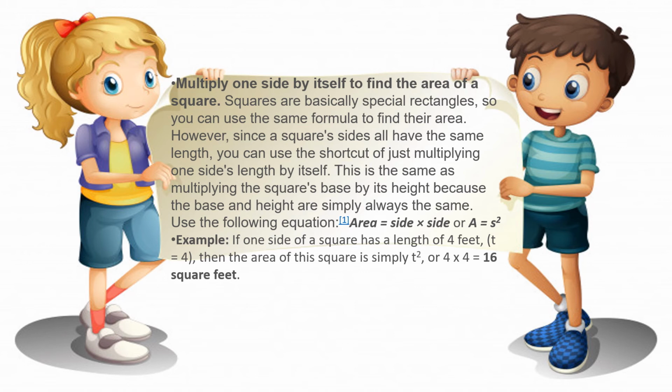Use the following equation. Area is equal to side times side, or A is equal to side squared. Example, if one side of a square has a length of 4 feet, t is equal to 4, then the area of this square is simply t squared, or 4 times 4 is equal to 16 square feet.